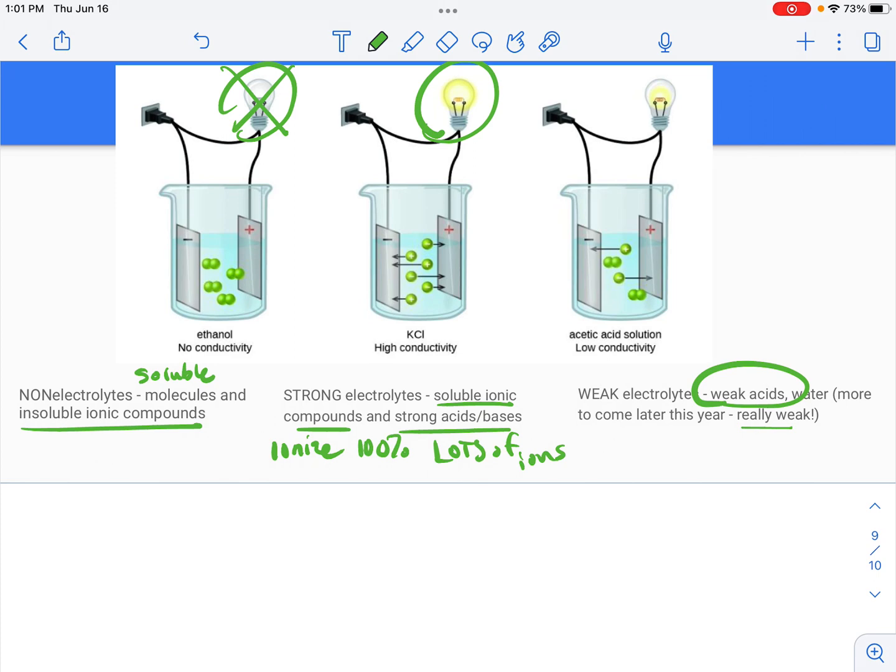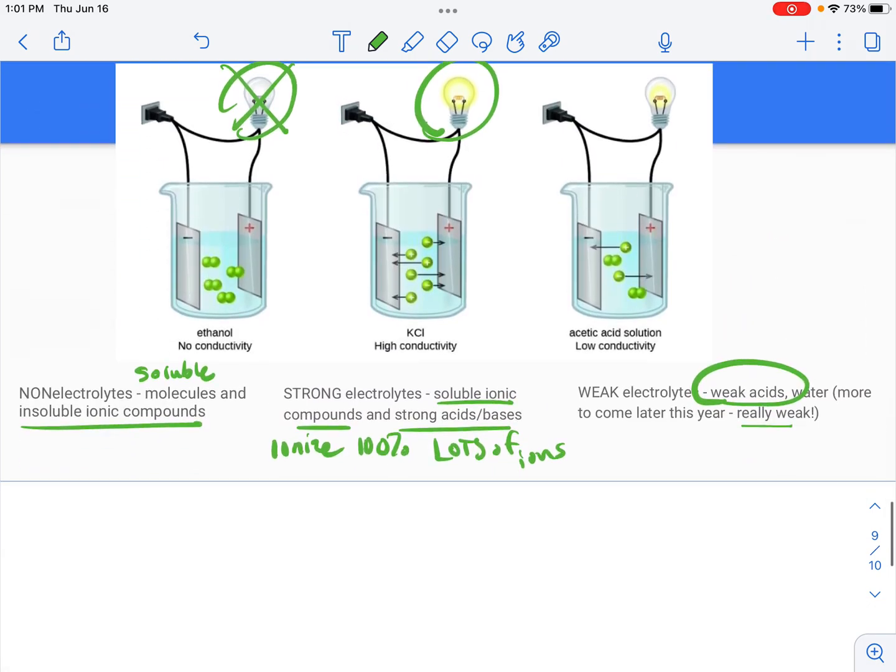But mostly our weak electrolytes we think about are weak acids. And this is because even though we write them as molecules, they ionize partially. So we'll talk a lot more about that. A lot more comes with our weak electrolytes in our equilibrium unit, which is in the second half of the year. But I just wanted to introduce it to you now as you were thinking about what was happening.